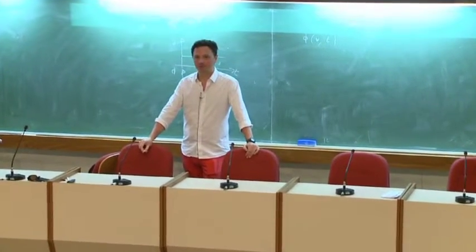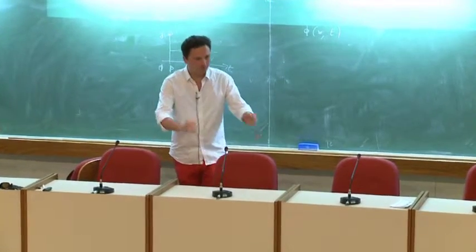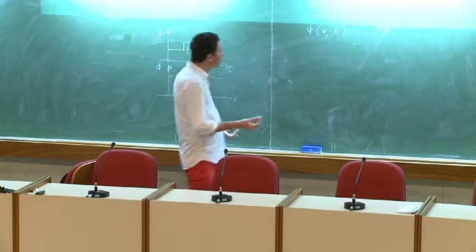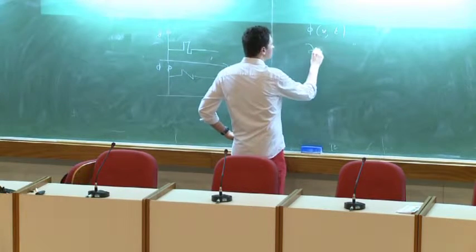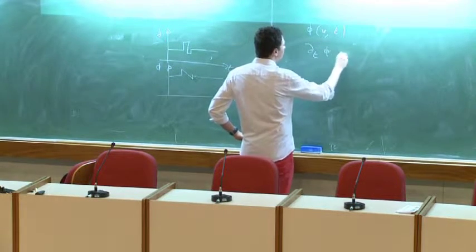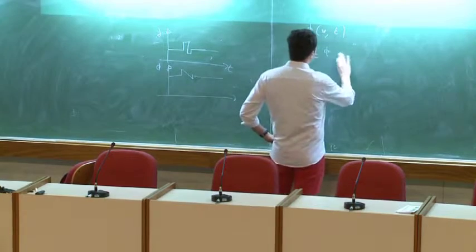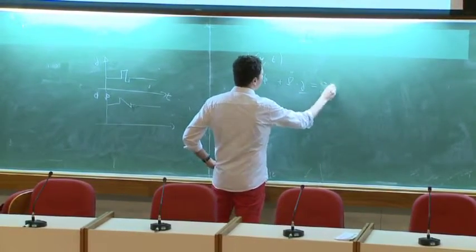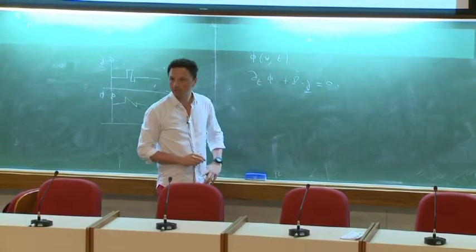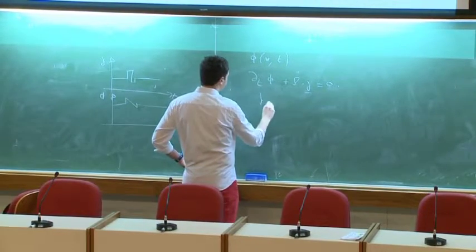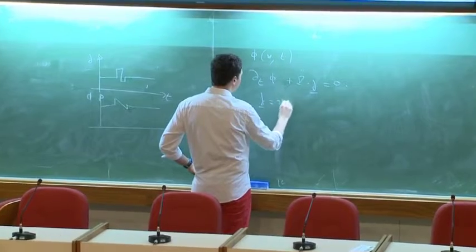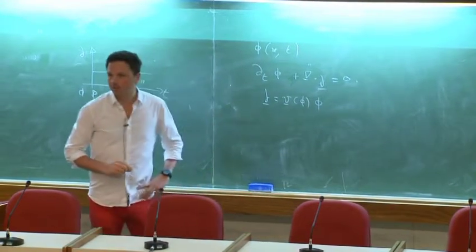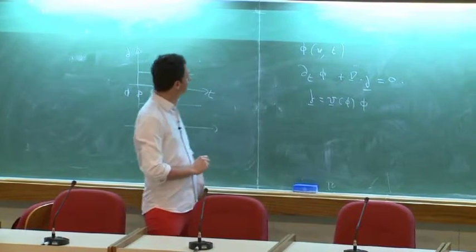In your physicist toolbox, you don't have any other tool to describe the evolution of this quantity. Mass conservation is just saying that the time derivative of the density plus the divergence of the current is zero. And the current is simply given by the product of the velocity by the density. Good? That's very simple.